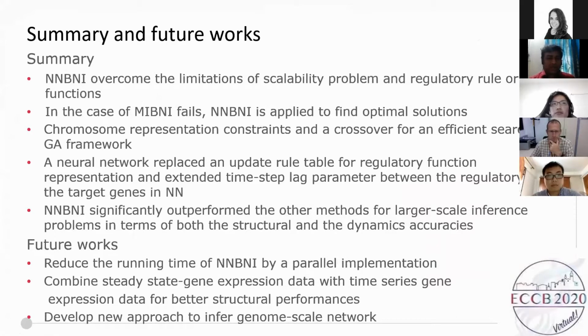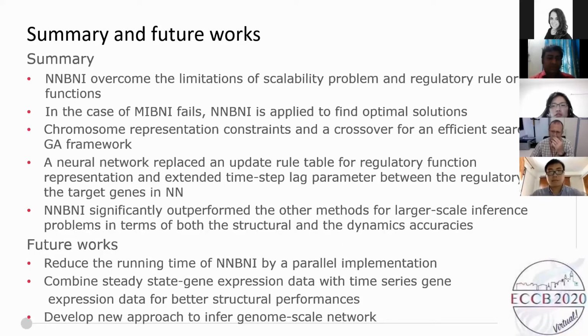Chromosome representation, constraints, and crossover for an efficient search were implemented in our framework. A neural network replaces the update rule table for regulatory function representation, and the time lag parameter between the regulatory genes and the target genes is extended in NNBI. NNBI significantly outperforms the other methods for larger-scale inference problems in terms of both structural and dynamic accuracy.